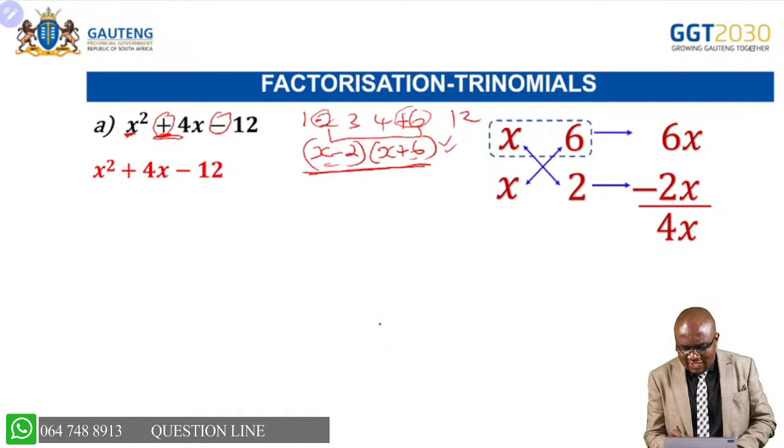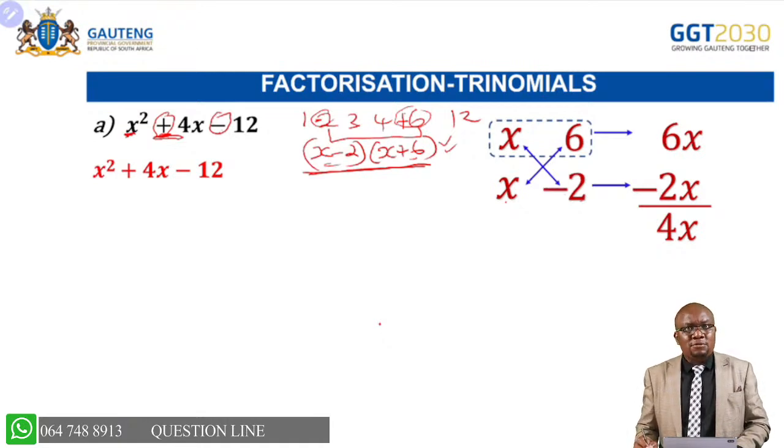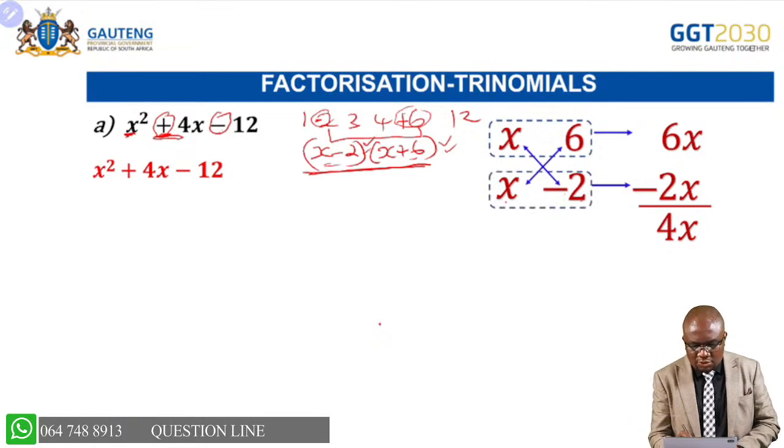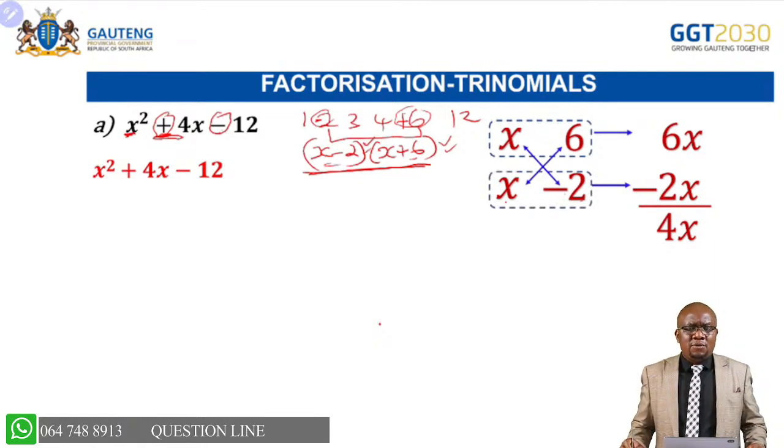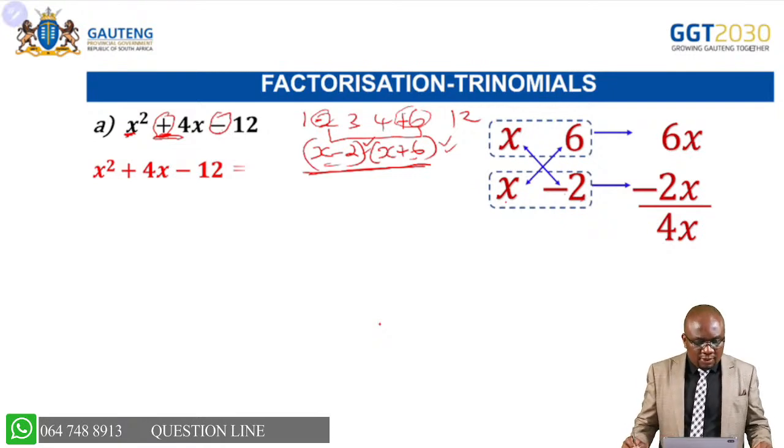Okay. And then here, can you say x times 2 and get minus 2x? No, you can't. So you have to say times negative 2. Then we introduce the negative 2 there. And then it becomes x minus 2. Do you see that? So we have x minus 2 and x plus 6. We have factorized. Okay? So now we have factorized.